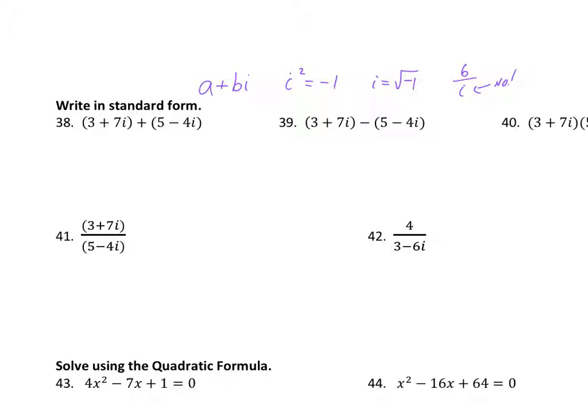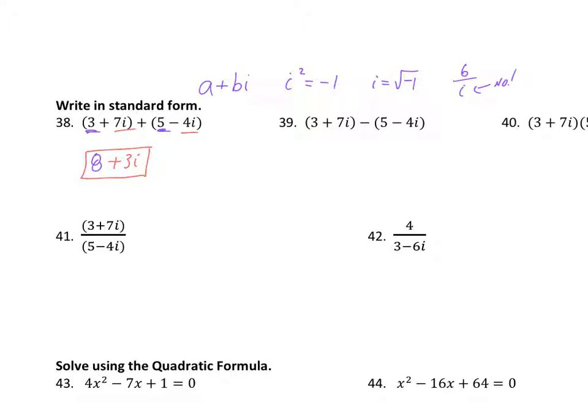So, let's see, it looks like we have an addition problem here. So make sure to look at that. This is not a multiplication problem. So basically just combine two like terms. So I have the real numbers, which are 3 and 5, so that would give me 8. And then 7i plus -4i would be just positive 3i. So there that is in standard form.